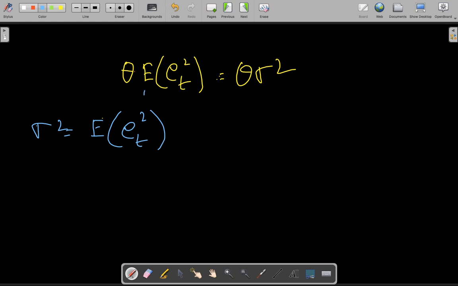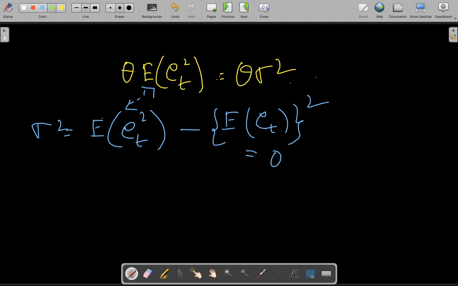This is just this one, the same thing, minus the expectation of et, to the power whole square, basically this one. Now expectation of et is nothing but 0. So then it really doesn't make a difference. I can write the expectation of et square equal to sigma square. So that's the value if I have my lag equal to 1, so for h equal to 1.